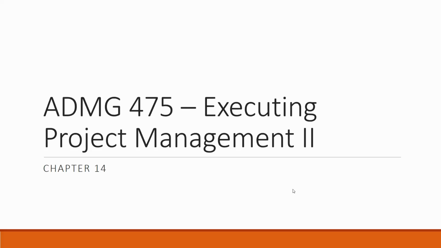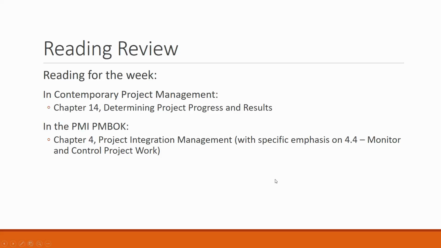Well, hello ADMG 475, Executing Project Management Level 2. Let's talk about Chapter 14. Chapter 14 is all about project progress and results. So in contemporary project management, we are referring to Chapter 14, Determining Project Progress and Results.